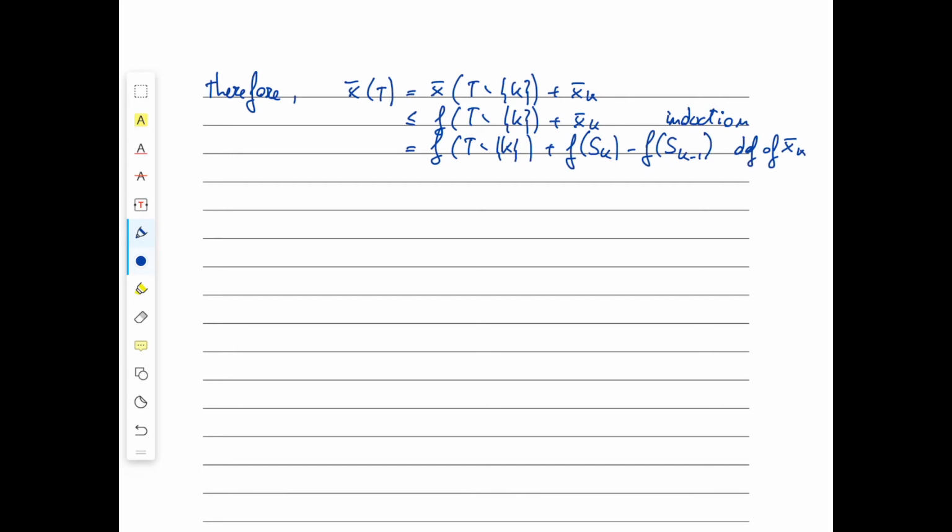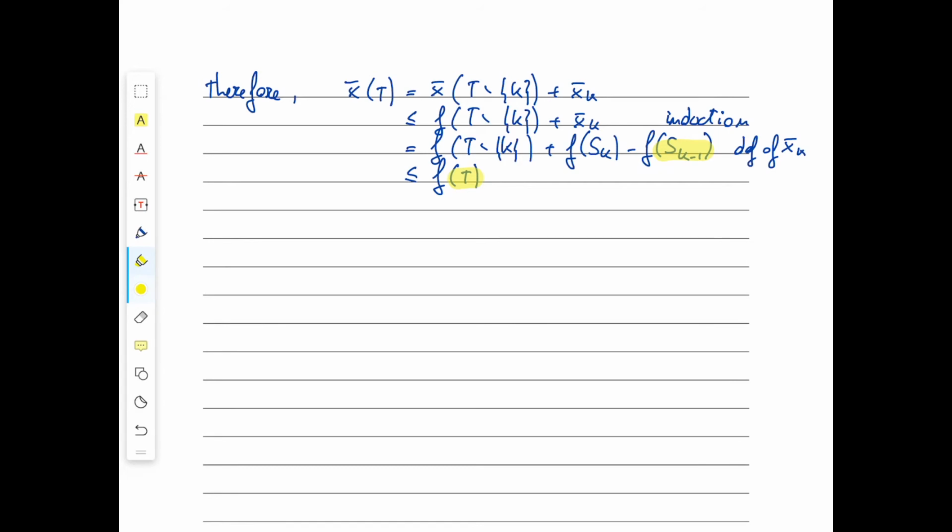And at this point, I claim that this is less than or equal to f of capital T, which is of course exactly what we want to show. It's just a little bit unclear at this point why this is true. And this just follows from the submodularity of f. So essentially, now I'm going to write it, but we're going to use as the two sets in the definition of submodularity T here and S_(k minus 1). So now if you bring this f of S_(k minus 1) down here, you see that this inequality should hold by submodularity. So why?